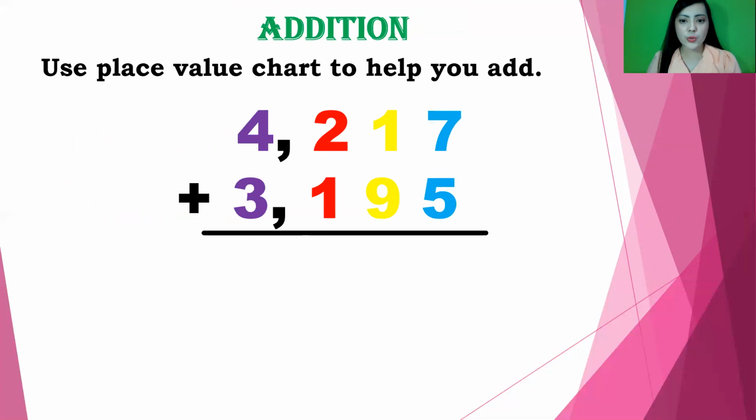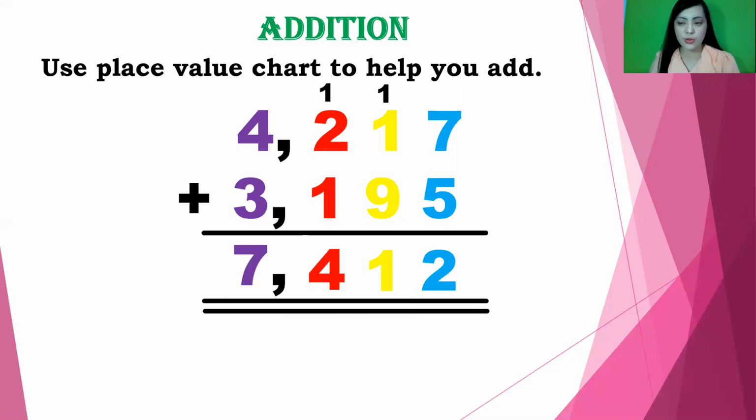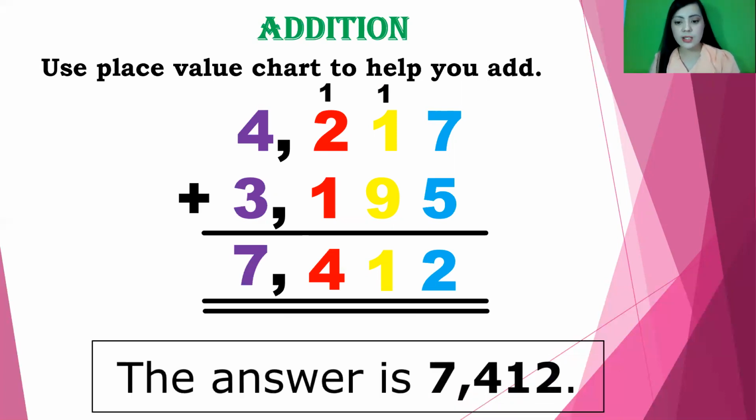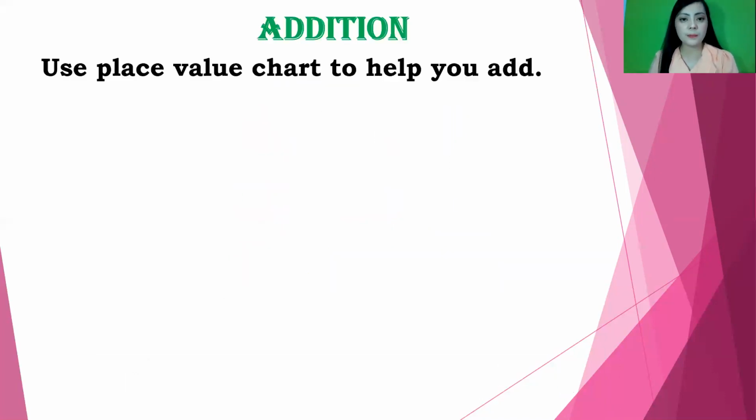Okay. Next question. Use the place value chart to help you add. So 4,217 plus 3,194. 7 plus 4 is equal to 11. Carry 1 to the tens place. 9 plus 1 equal to 10, plus 1 is equal to 11. Carry 1 to the hundreds place. 2 plus 1 is equal to 3, plus 1 is equal to 4. So 4 plus 3 is equal to 7. Easy. The answer is 7,411. Next question.